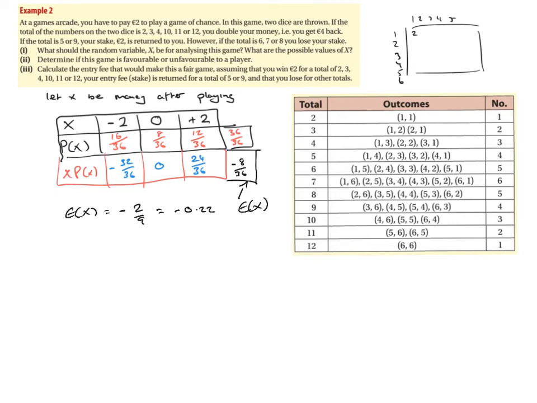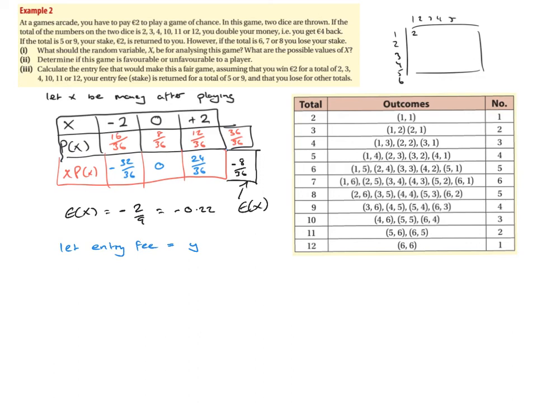Sorry, part 3. So let's calculate the entry fee that would make this a fair game, assuming that you win €2 for 2, 3, 4, 10, 11 or 12, which is exactly what we have at the top there. Your entry fee stake is returned for 5 and 9. So it's exactly the same game, apart from we don't know what the entry fee is. So let the entry fee be equal to y, or some variable, it doesn't matter. The only reason I'm not choosing x is because we're using x at the top there.